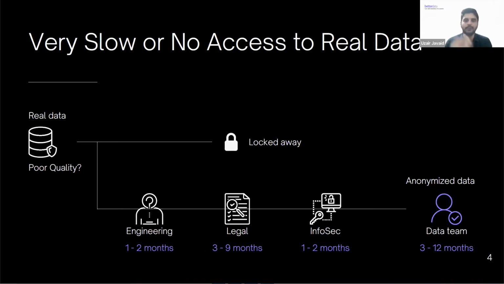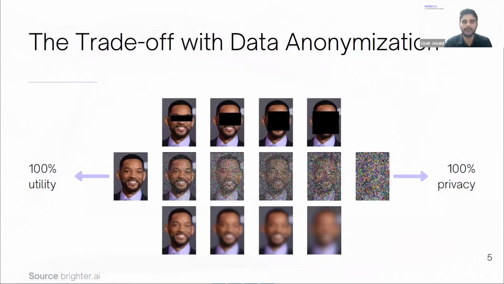And the worst part is the data recipient, what they get is an anonymized version, which destroys a lot of utility. So the keyword here is data anonymization, and what it means is something like this. On the left-hand side, imagine if we have a picture of Will Smith, we can see it is Will Smith. We can identify all the facial features. You get 100% utility essentially.